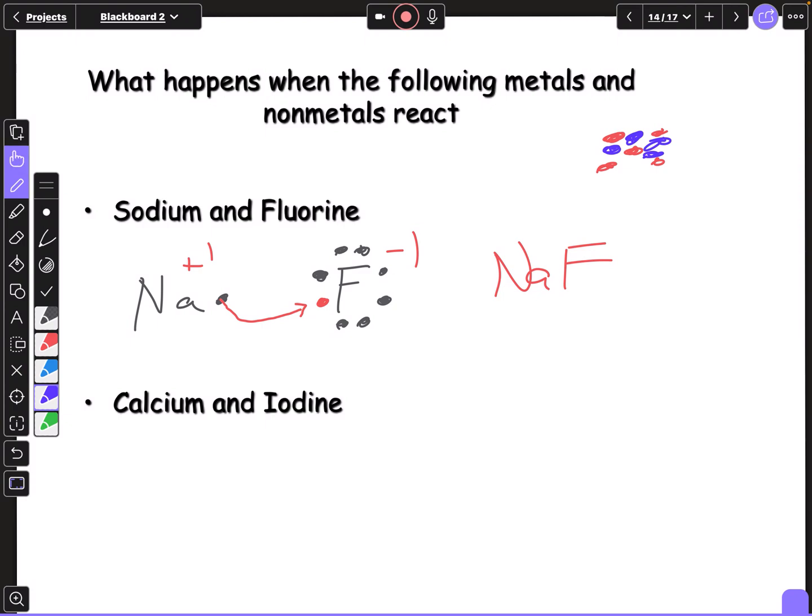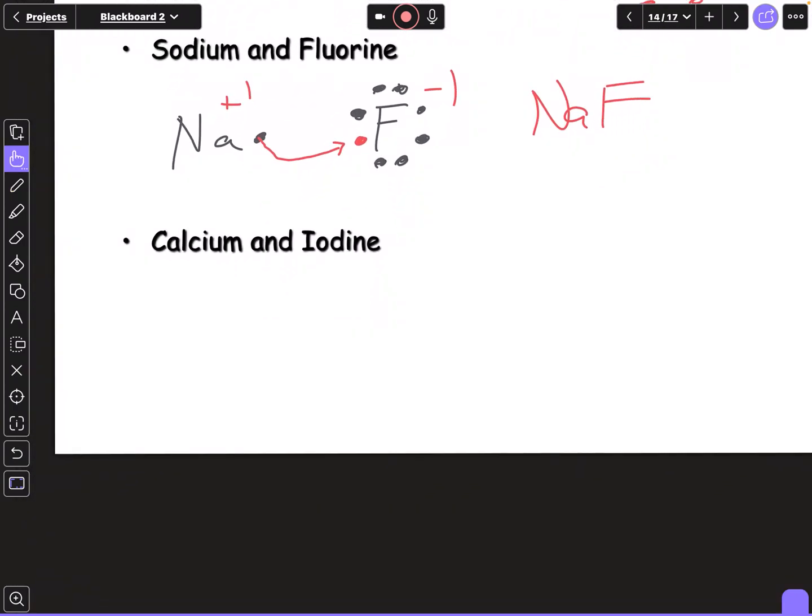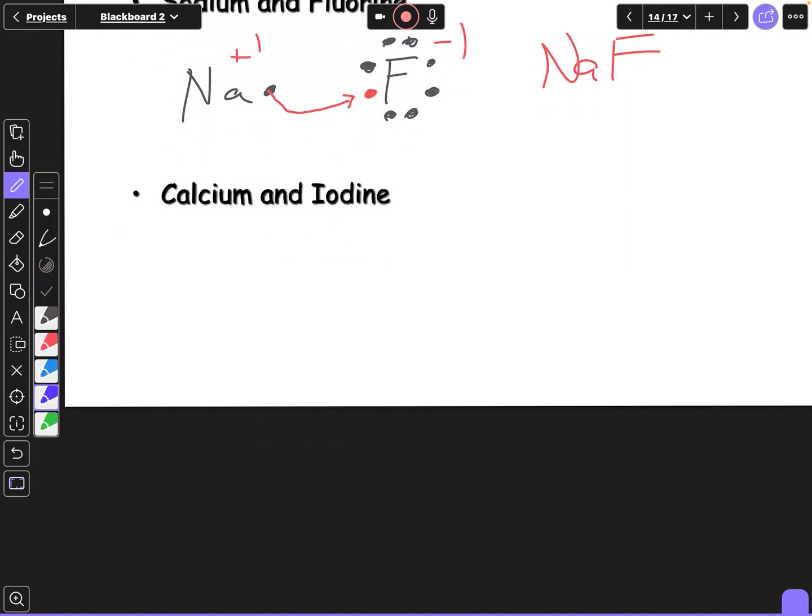Now let's look at calcium iodide, see if that's any different. So we have calcium. It's in group 2A, so it has 2 valence electrons. I'll just show them like this. In the Lewis structure, iodine is in group 7A.